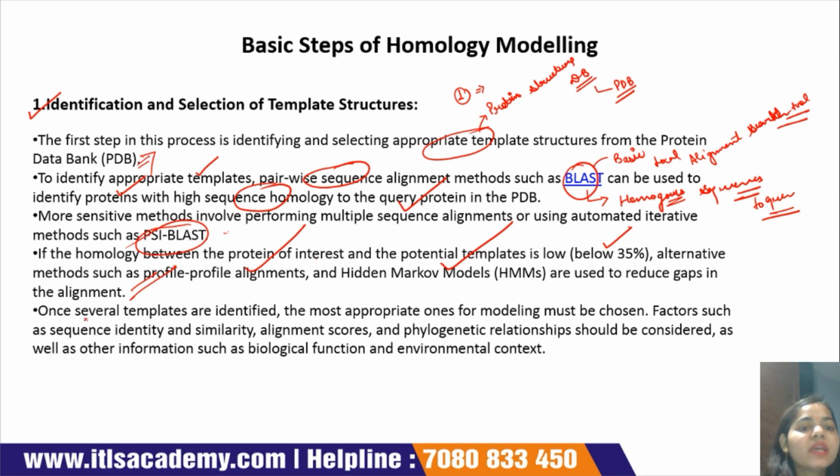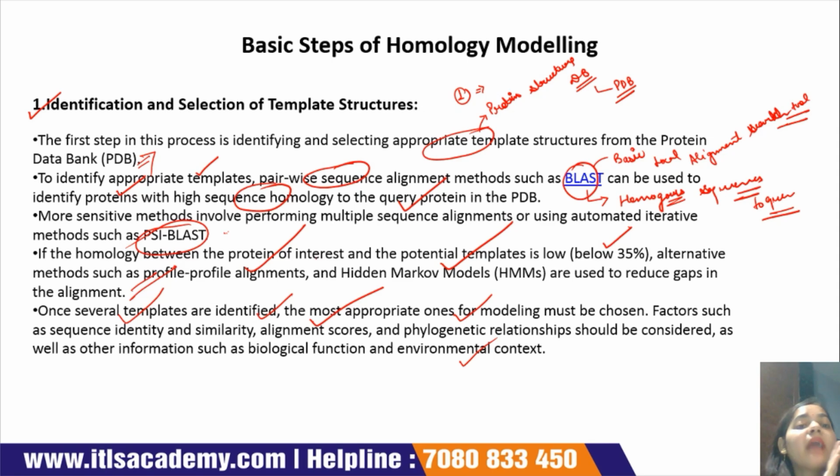Once several templates are identified, the appropriate one is used for the model. Factors such as sequence identity, similarity, alignment score, and phylogenetic relationship should be considered, as well as other information such as biological function and environmental context.